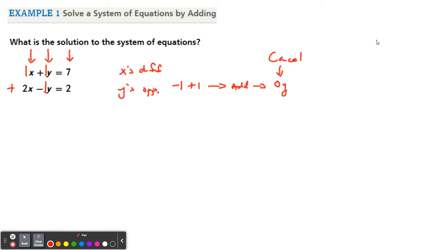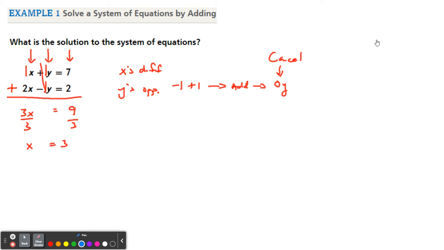So I'm going to put a big plus sign right here and put a line. I'm just going to add these equations as they look. 1x plus 2x is 3x's. A +1y and a -1y will cancel. And that's going to equal 7 plus 2 is 9. Now notice I have a simple equation with only x. I'm going to divide both sides by 3 because that number in front of x means multiplication. And x is 3. I have my x value.